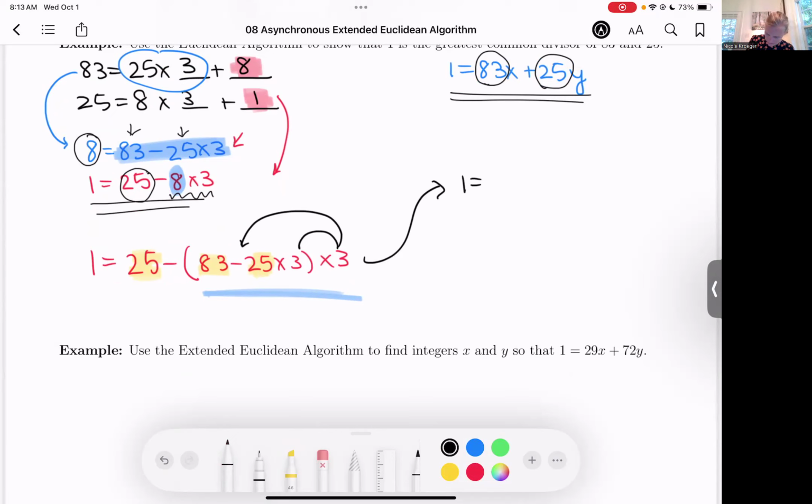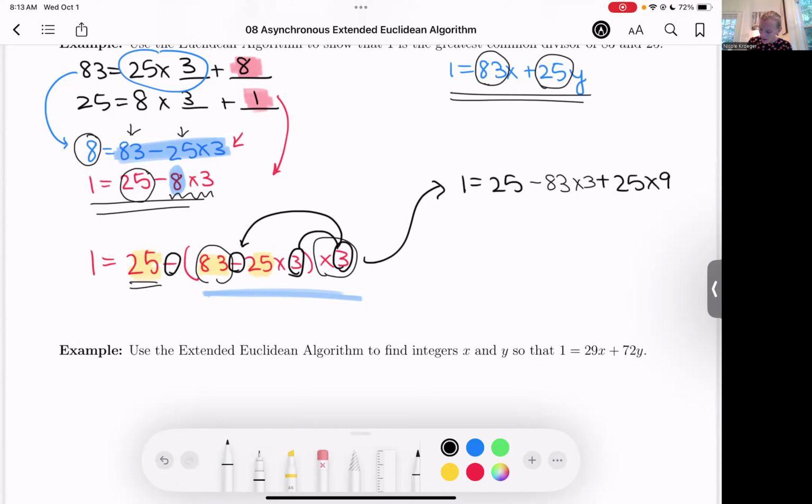So I'm going to have 1 is equal to 25 from this 25. When I distribute the 3 to the 83, that's going to be minus 83 times 3. I'm not going to try to simplify that at all. And then here, I'm going to have a minus and a minus, so I'm going to get a plus 25 times 9, because I multiplied the 3 and the 3 together to get the 9. I'm not changing the 25s or the 83s because I want those in my final answer.